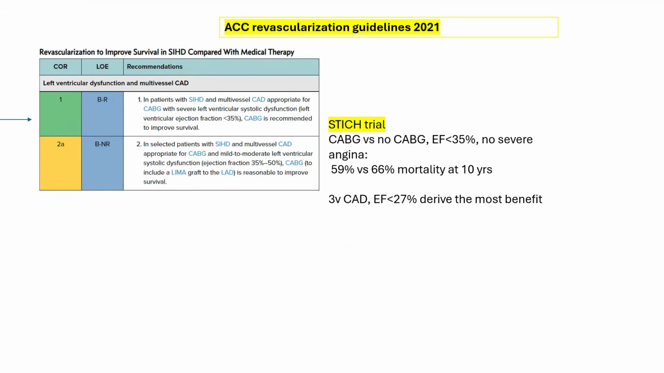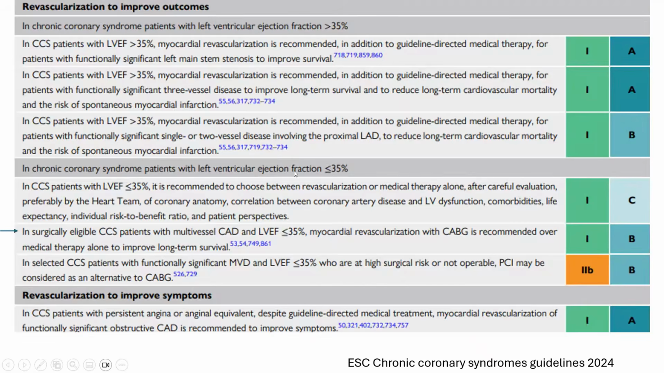Despite those limitations of the STICH trial, both the ACC revascularization guidelines and the ESC revascularization guidelines give a class 1 recommendation for revascularization of stable CAD with EF less than 35%. So it's fine to do that, just understand all the pitfalls and the shortcomings I just described.